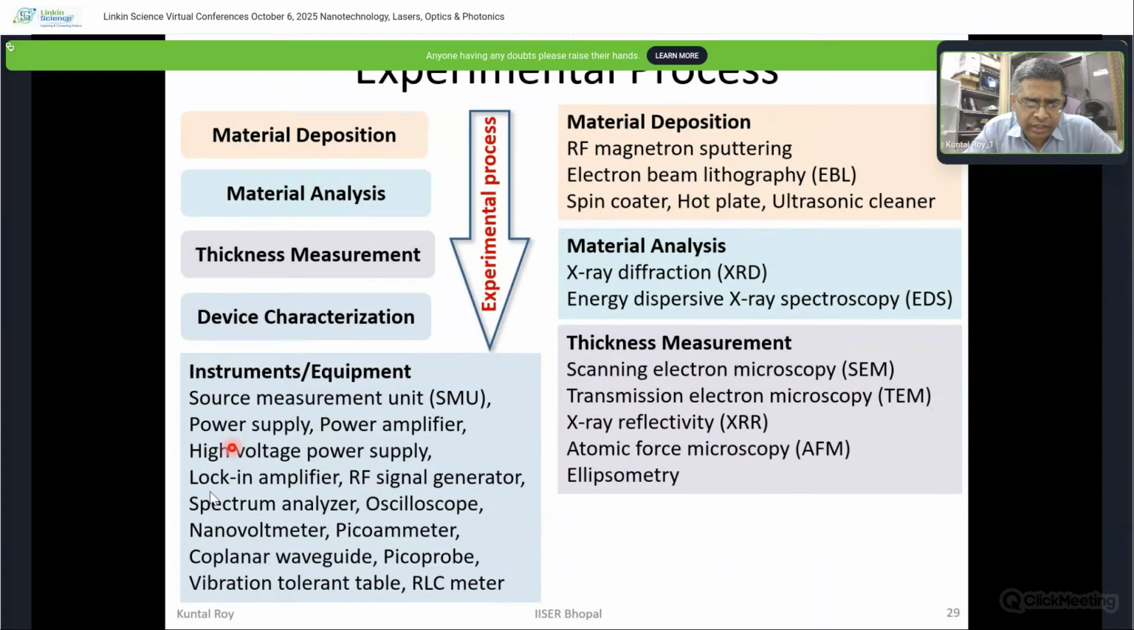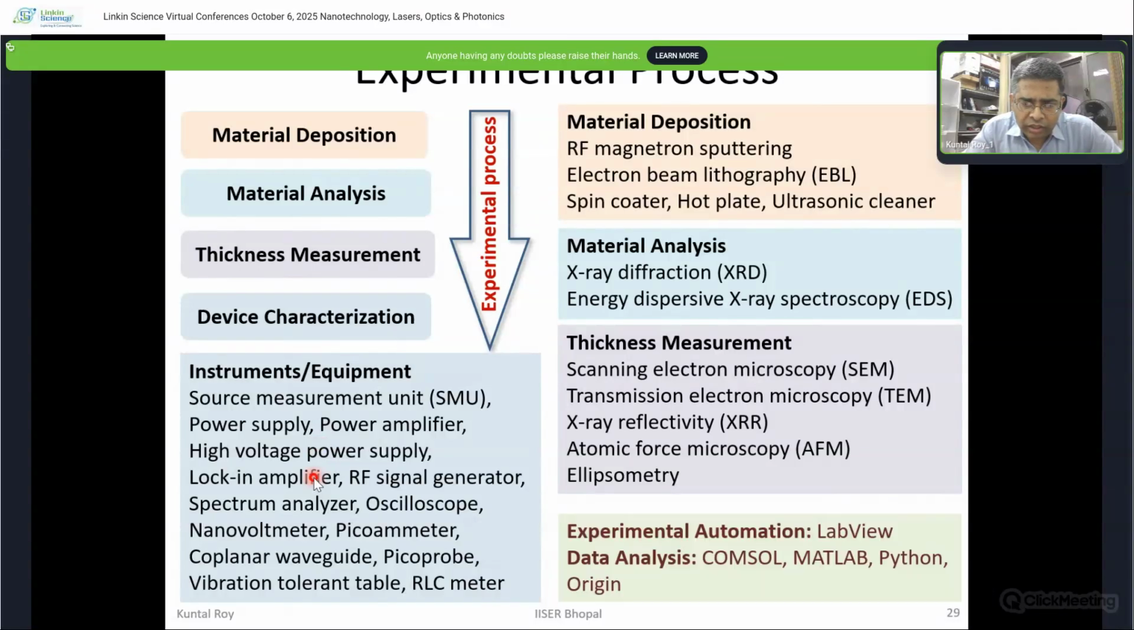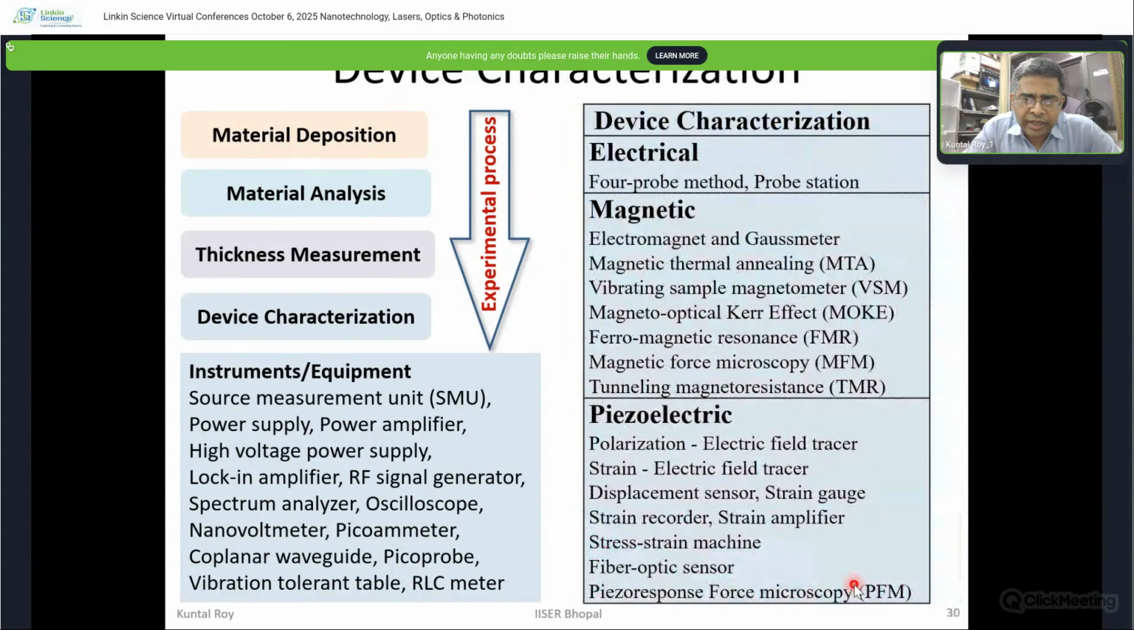For device characterization, there are several instruments that we use. For experimental automation, we use LabVIEW, and for data analysis, we use programming languages and also Origin, and for some other things, we also use COMSOL as a finite element solver. In device characterization, we use the 4-probe method for electrical characterization. For magnetic characterization, we use an electromagnet, magnetic thermal annealing, vibrating sample magnetometer, magneto-optical Kerr effect, ferromagnetic resonance, which I will be talking about, magnetic force microscopy, and tunneling magnetoresistance.